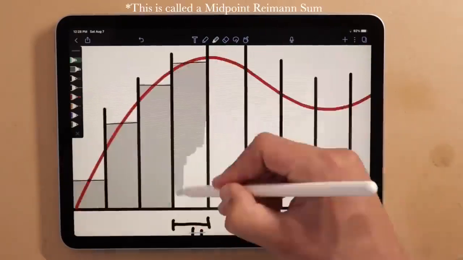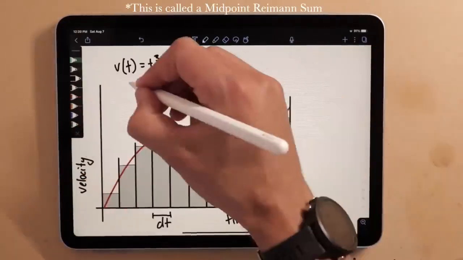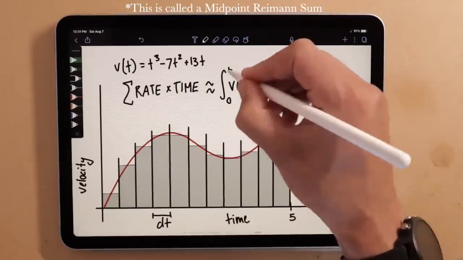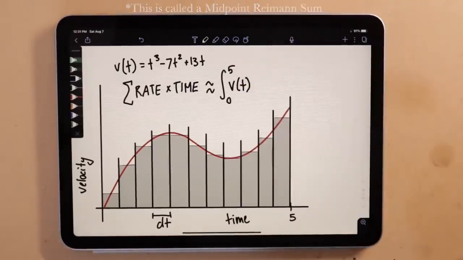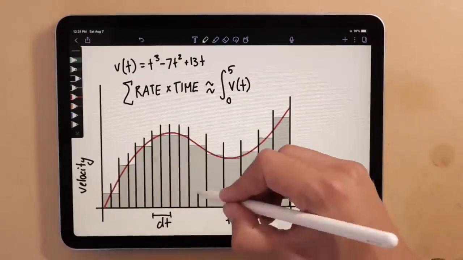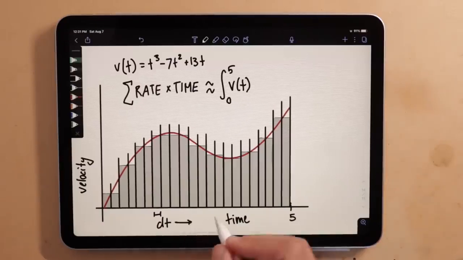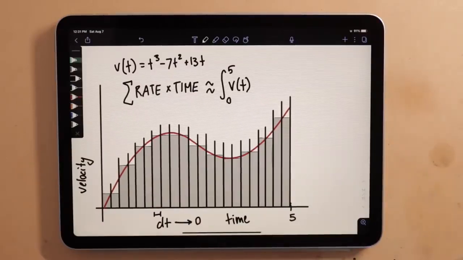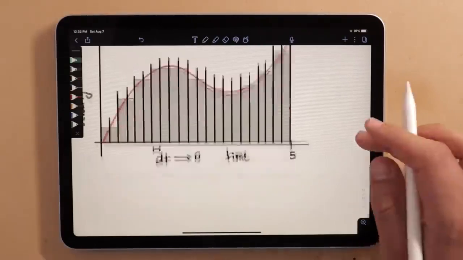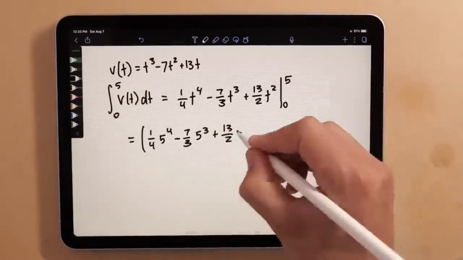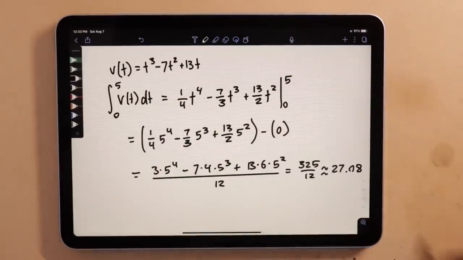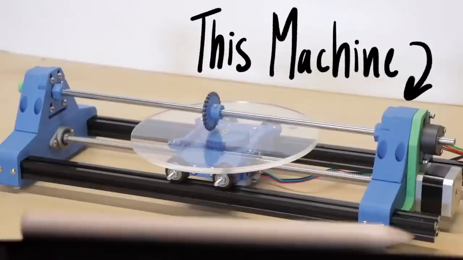If we do this for all of the sections and add up all the results, this will give us a pretty good estimate for the area. Now, this estimate would be better if we used a smaller dt. But in order for it to be perfect, we would have to do this calculation with an infinitely small dt. This is essentially summing up an infinite number of rate times time calculations for infinitely small sections of this graph. Now, for many functions, we can actually perform this calculation using calculus. But the fascinating thing is that we can also solve it using this machine.